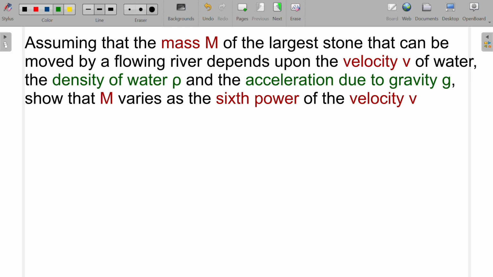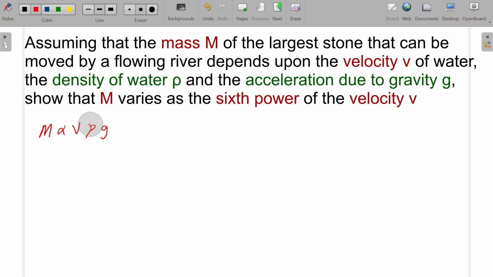So to solve this question, the first step we're going to take is to show the dependence of mass on velocity, density, and acceleration due to gravity. So we're told to say mass depends on velocity, density, and acceleration due to gravity. Now, on the right side, the v for velocity, the rho for density, and g for acceleration due to gravity have certain powers that we haven't established at the moment. So we're going to represent those powers with letters.